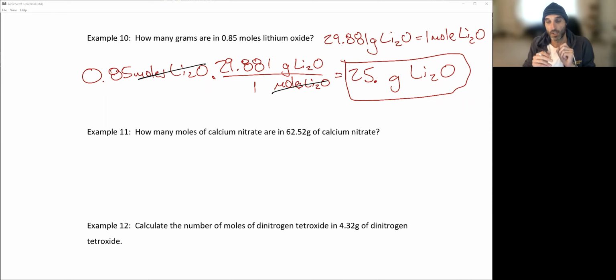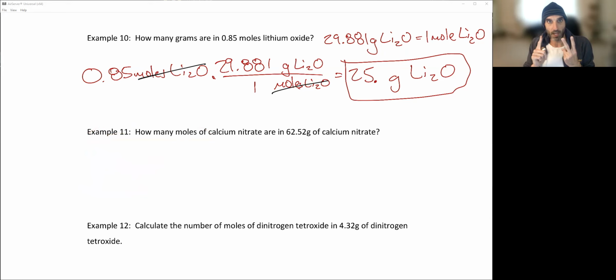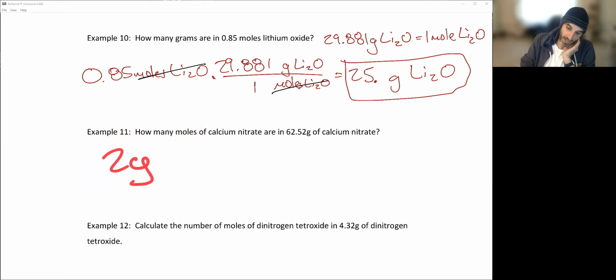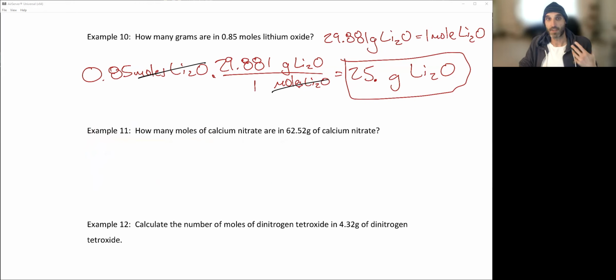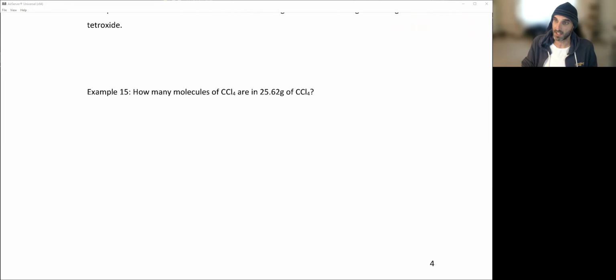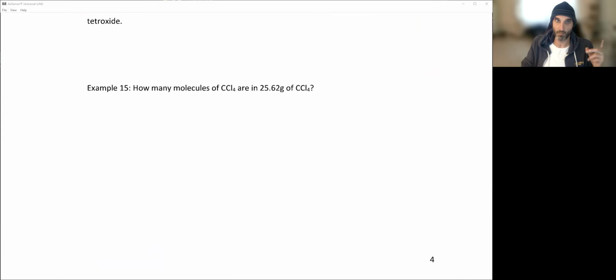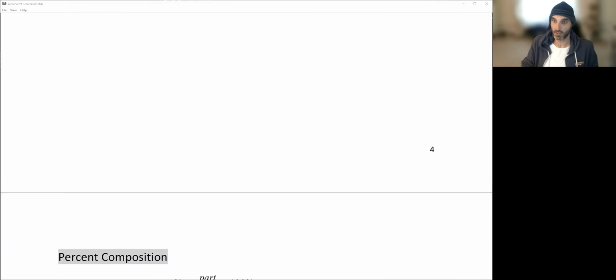I know that for water, I need 2 hydrogens and 1 oxygen. That doesn't mean I need 2 grams of hydrogen and 1 gram of oxygen to make water, because they're not the same thing. The periodic table tells us so. They have different masses, so we have to take that into account. And that's the real thing that we need to focus on. So try the rest of these: citrate, dinitrogen tetroxide, and then the CCl4. These are multiple conversions here to go from molecules to grams or grams all the way to molecules.